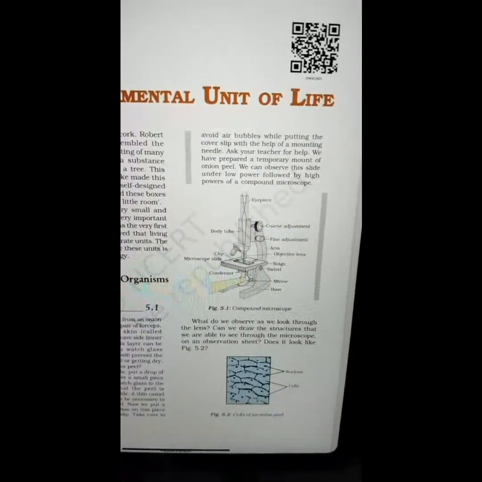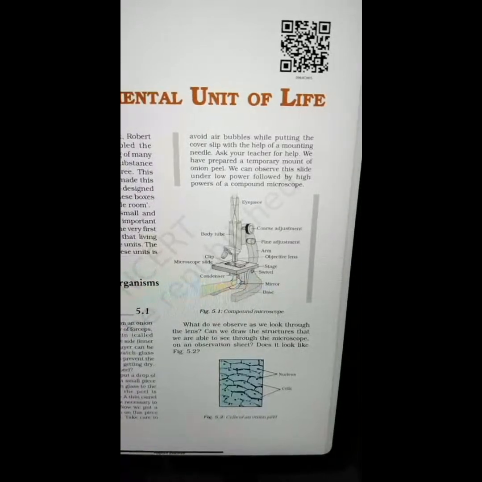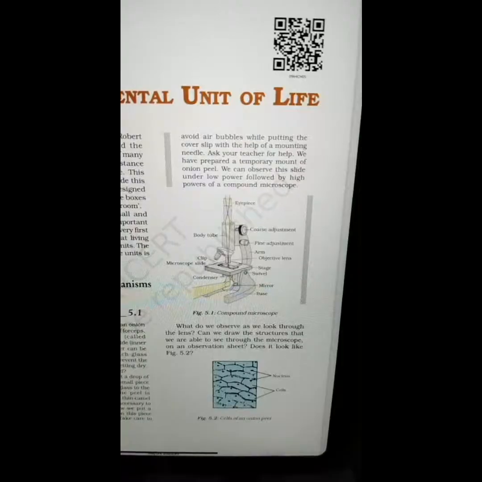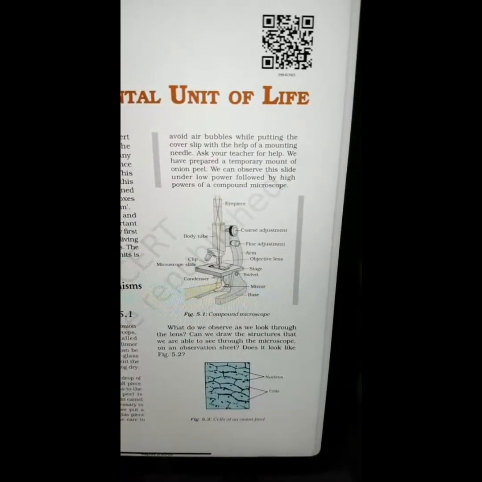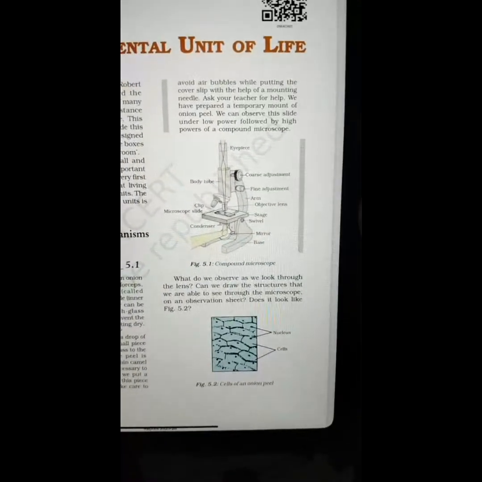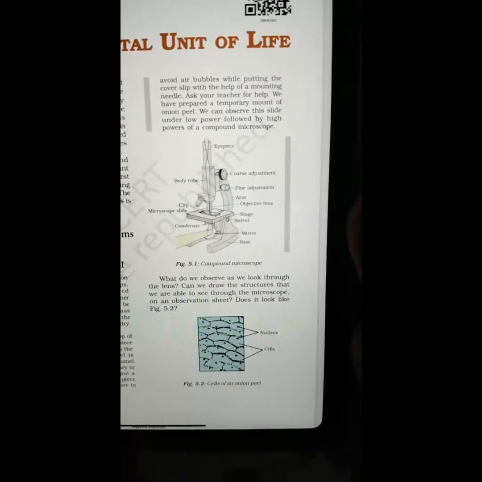Avoid air bubbles while putting the cover slip with the help of a mounting needle. Ask your teacher for help. If we have prepared a temporary mount of onion peel, we can observe this slide under low power followed by high power of a compound microscope. Figure 5.1 is showing you the compound microscope. What do we observe as we look through the lens?